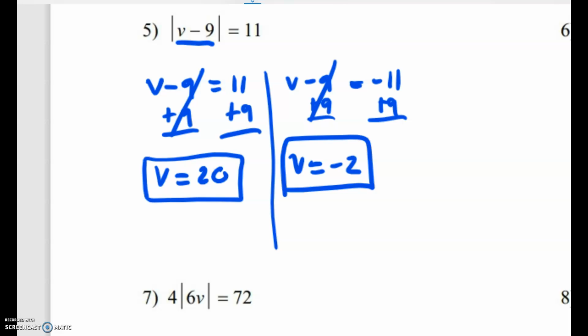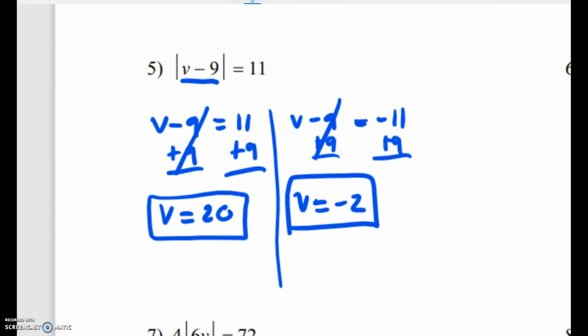Both of those should be solutions. I'm going to check it. If I plug a 20 in, 20 minus 9 is 11, and the absolute value of 11 is 11. If I plug in a negative 2, negative 2 minus 9 is negative 11, and the absolute value of negative 11 is also positive 11.